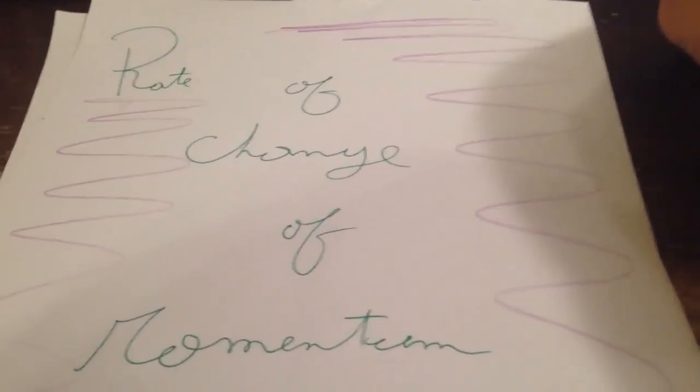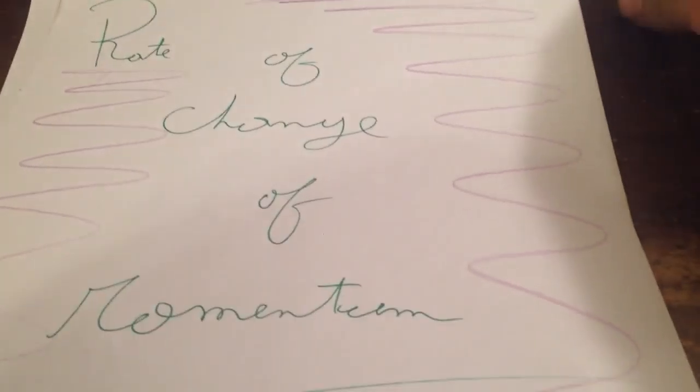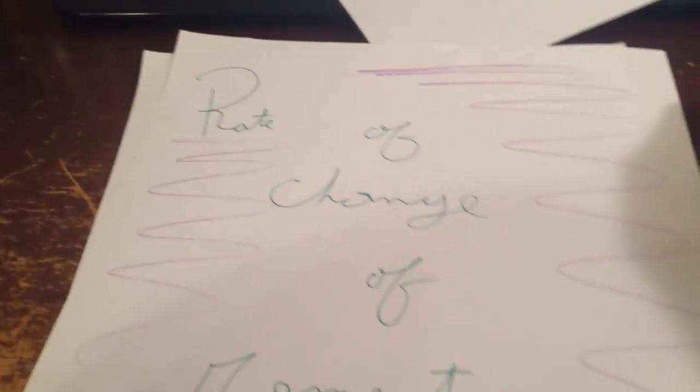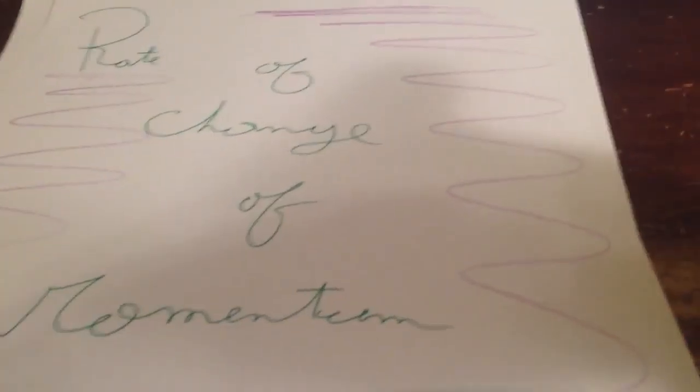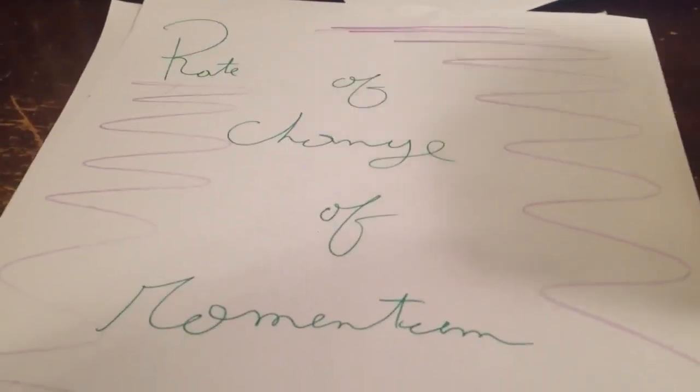The first thing you need to do when you see a rate of change of momentum problem is draw your system. If you draw your system out, it will help you so much, significantly.